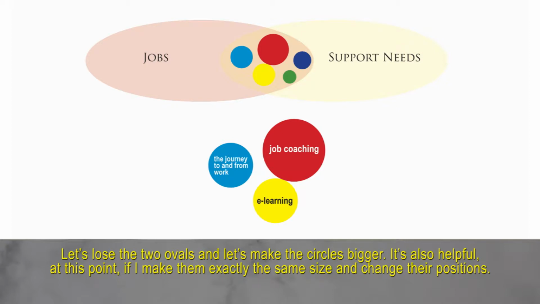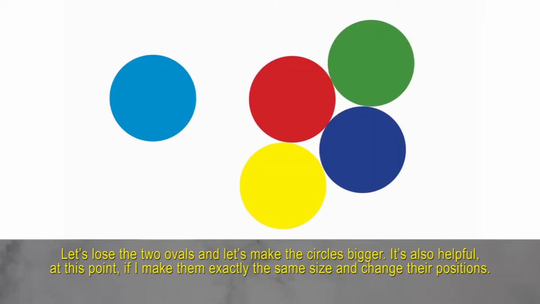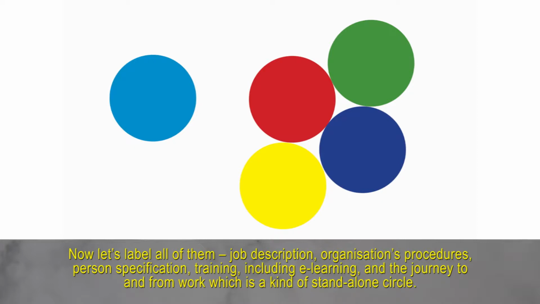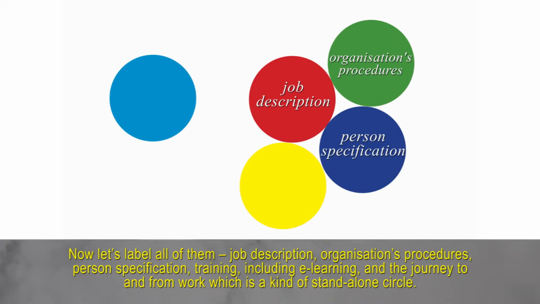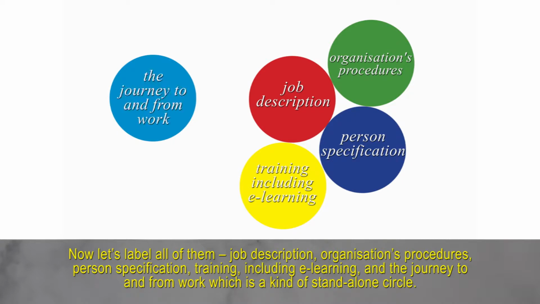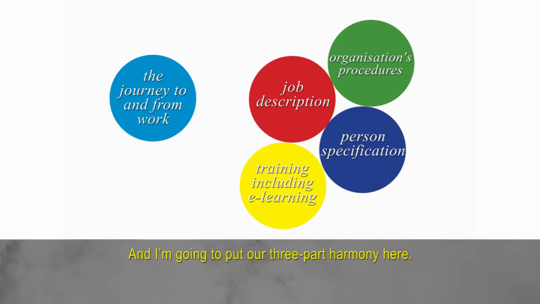Let's lose the 2 ovals and let's make the circles bigger. It's also helpful, at this point, if I make them exactly the same size and change their positions. Now let's label all of them: job description, organisation's procedures, person specification, training, including e-learning, and the journey to and from work, which is a kind of standalone circle. And I'm going to put our 3-part harmony here.